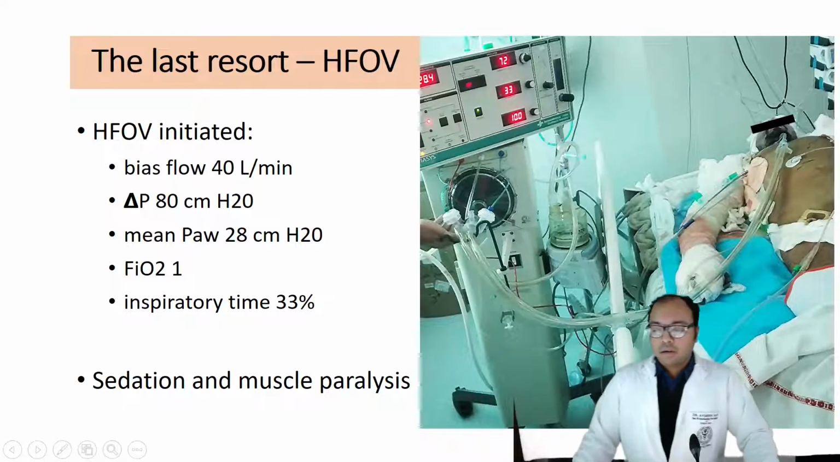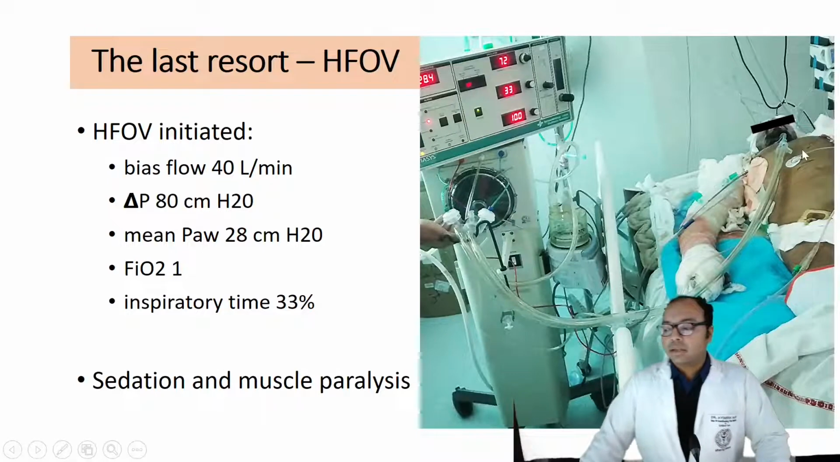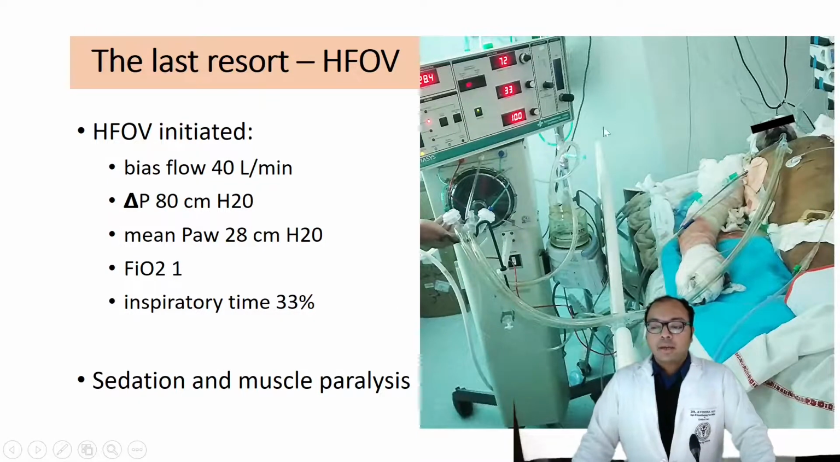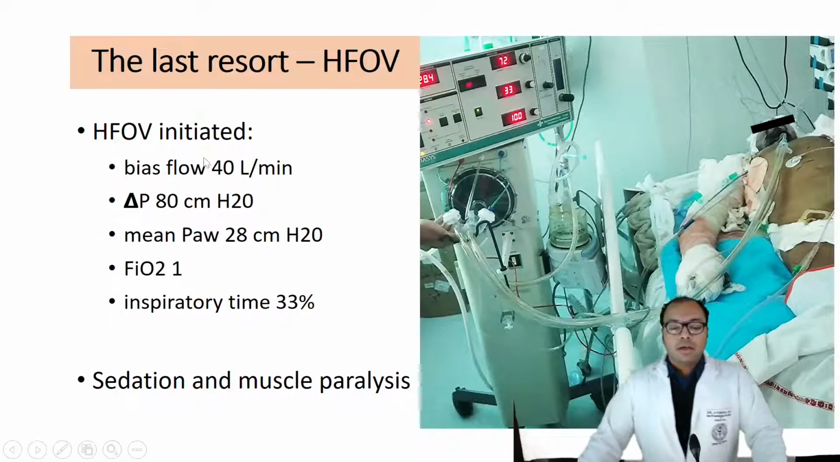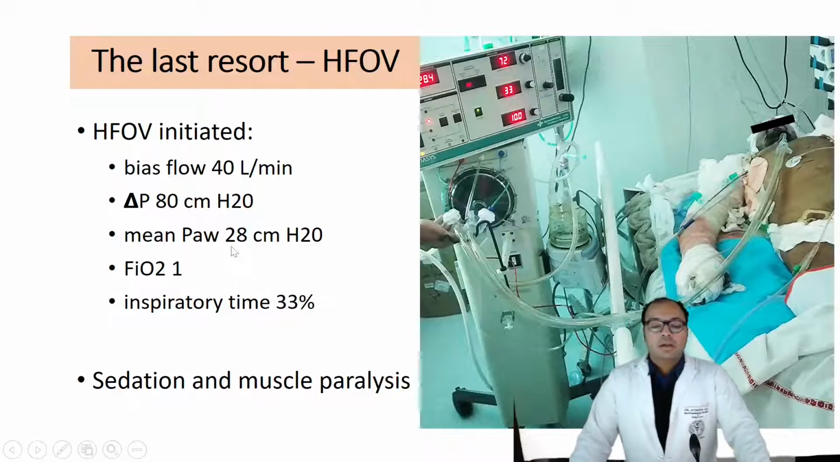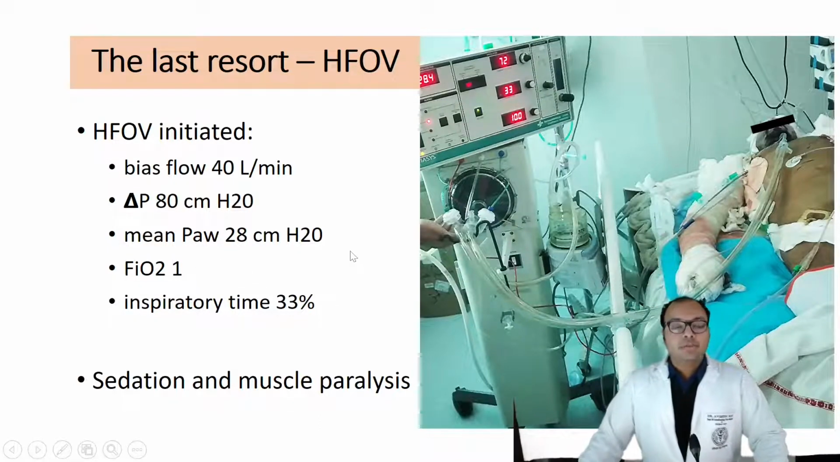So we shifted the machine to the patient's bedside, and the patient already had a flexometallic tube inserted in the trachea. We employed high frequency oscillatory ventilation with the following settings: bias flow of 40 liters per minute, delta P of 80 centimeters of water, mean airway pressure of 28 centimeters of water, 100% oxygen, inspiratory time of 33%.